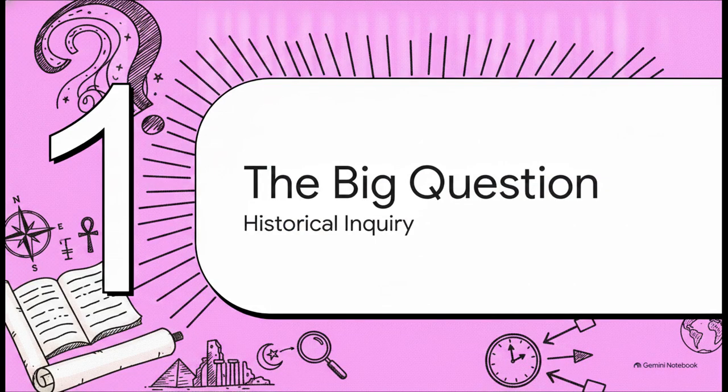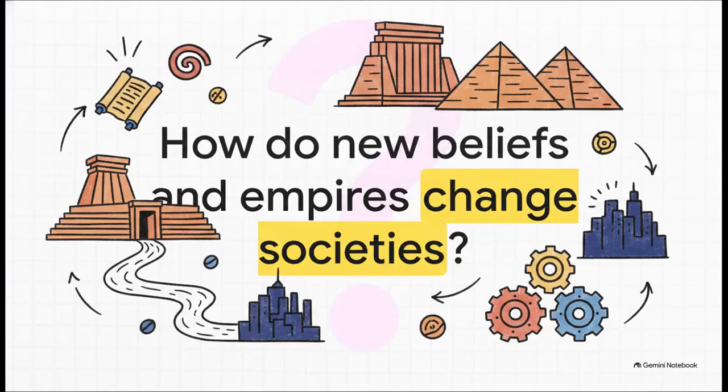Section 1, the big historical question. So, every great historian starts with a massive, overarching question. It's basically the compass that frames their entire investigation and gives a real purpose to their research. For us, it's this. How do new beliefs and empires change societies? This is the essential question you're going to investigate by looking at how ideas and power shifted in ancient times.